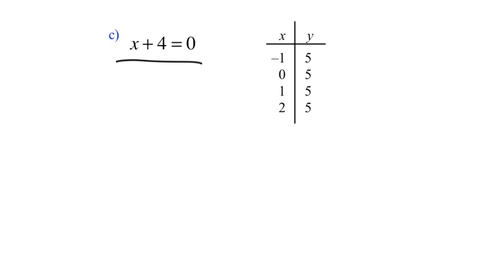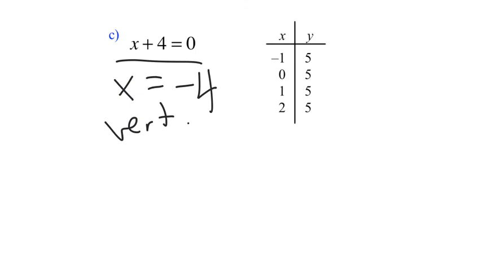That's a strange looking equation, x plus 4 equals 0, right? It's not our usual y equals mx plus b form. It's just x plus 4 equals 0. One way that you might rearrange this is you might say that x equals negative 4. So in that situation, you might realize, oh, wait, that's a vertical line. So that's going to be a line that is vertical.